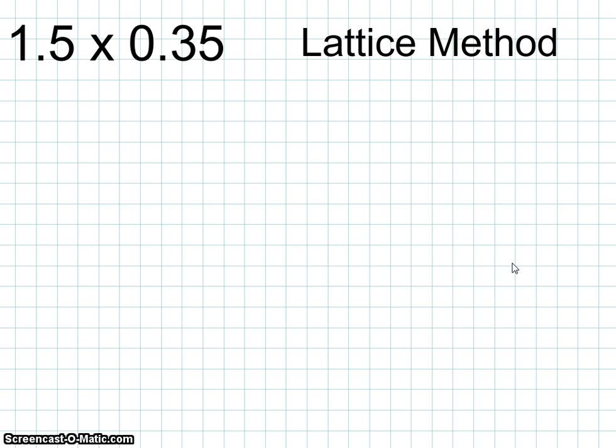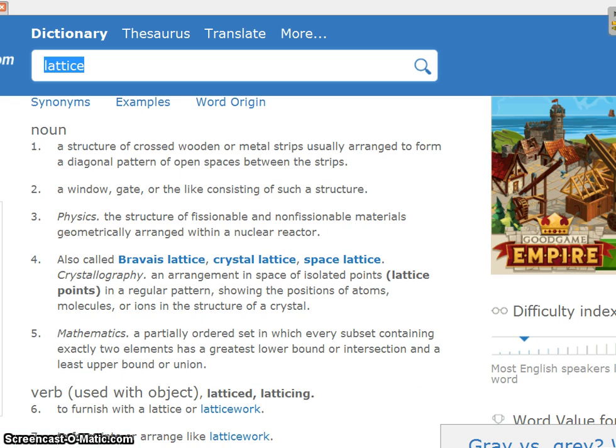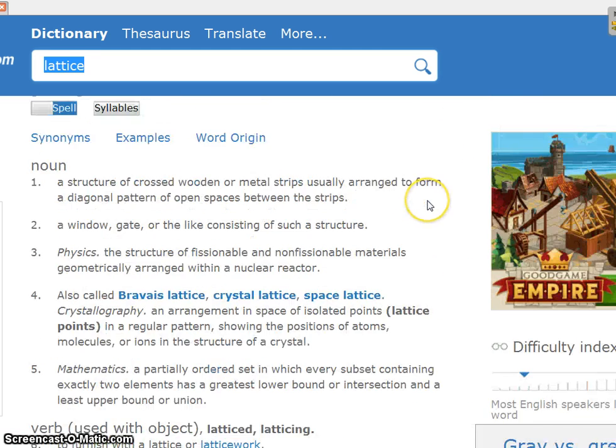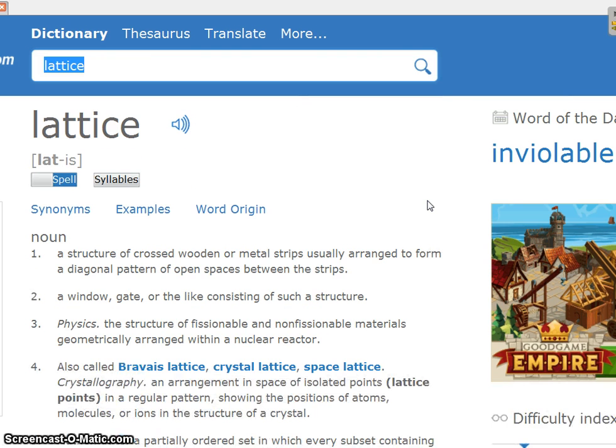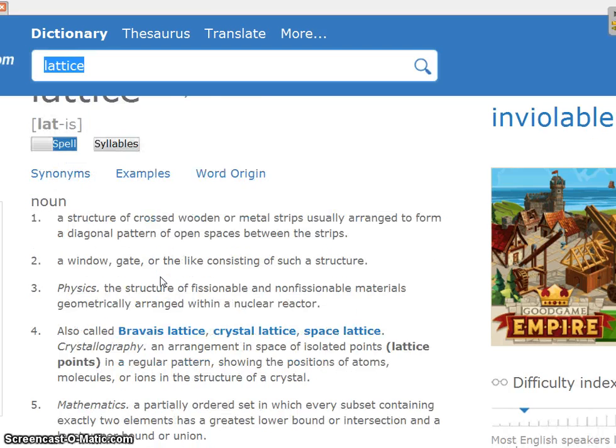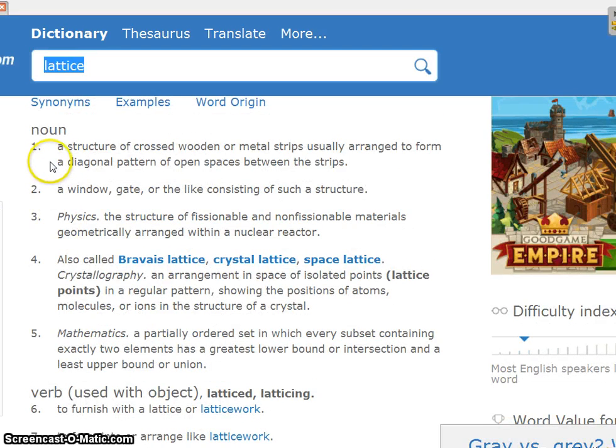Okay. Now what I'm going to do is I'm just going to change the screen over to a web browser. So here we are. And right now we're on the website dictionary.com and we're looking at the definition of the word lattice. So let's look at the first two definitions. Okay, so the first definition says a structure of crossed wooden or metal strips usually arranged to form a diagonal pattern of open spaces between the strips.